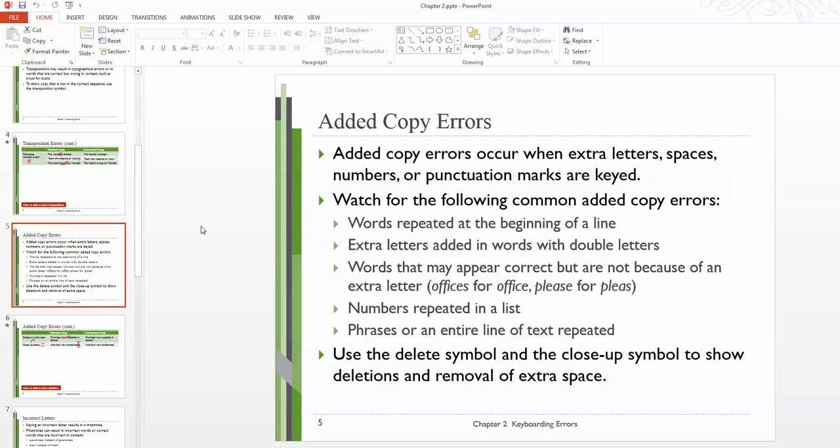Word will point it out to me and say, hey, you've got two words here. It's a duplicate. You want me to erase one of them? And I love that feature in Word. It goes ahead and alerts me so that I can get rid of one of them.